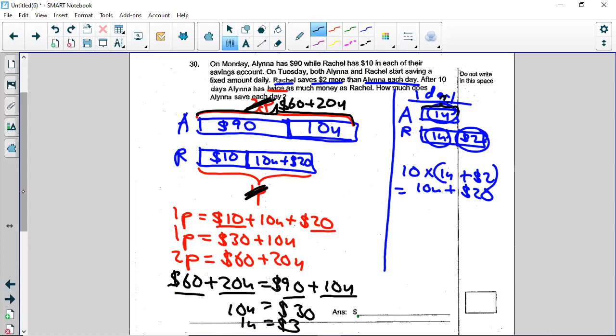Look at the model on the right side. How much did Alina save each day? So you look at this model. 1 unit is $3. So Alina saved $3 every day. So that's how you draw the model to solve. Clear now? Of course, this question is a bit hard, but when you go to paper 2, it becomes much harder already, but the method's still the same.